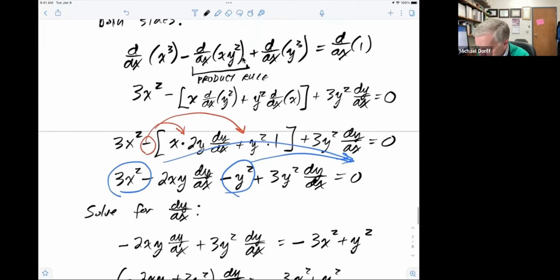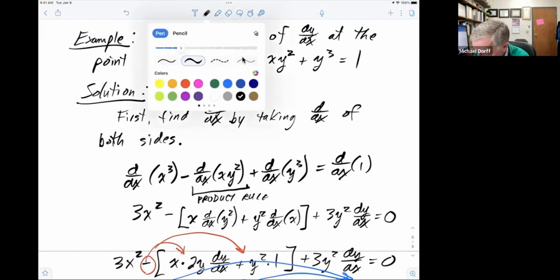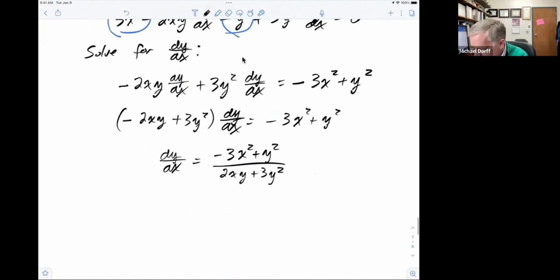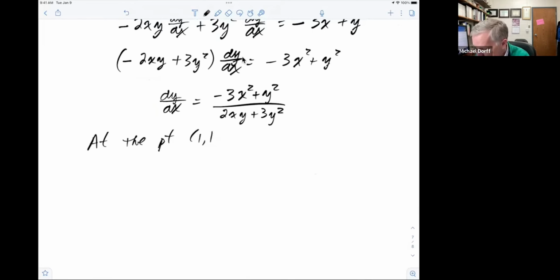And now the original problem, remember, said, find the value of dy/dx at the point (1, 1). So now at the point (1, 1), I'm going to put in 1 and 1 there. Now, sometimes I see this written like this. So I have dy/dx, I have this big long line after it, and then I have this (1, 1) at the bottom. And that means that you're going to be evaluating dy/dx at the point (1, 1). So x is 1, y is 1.